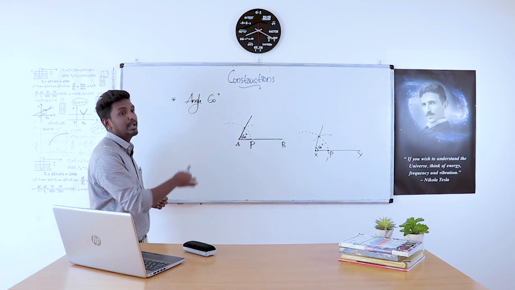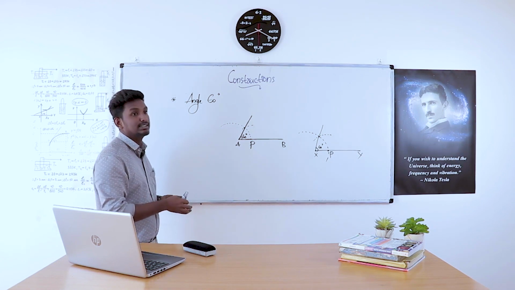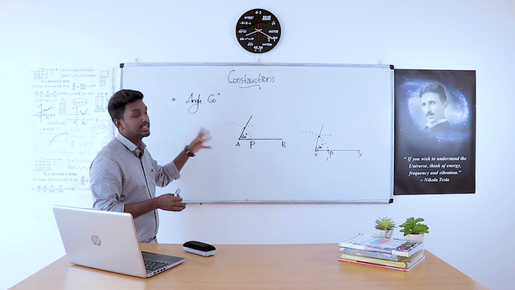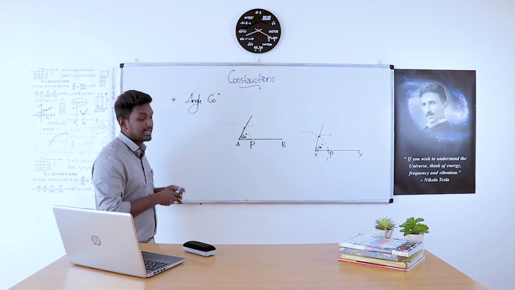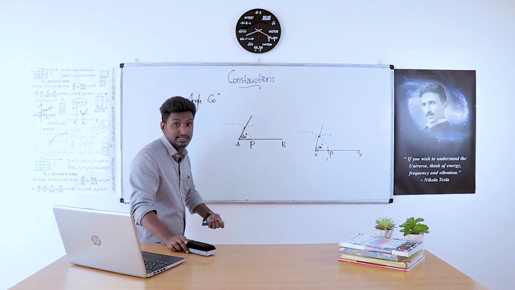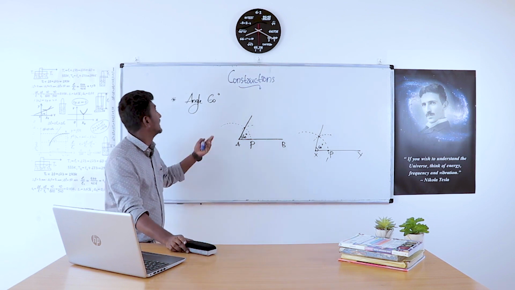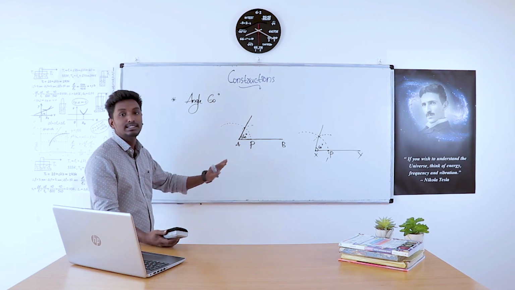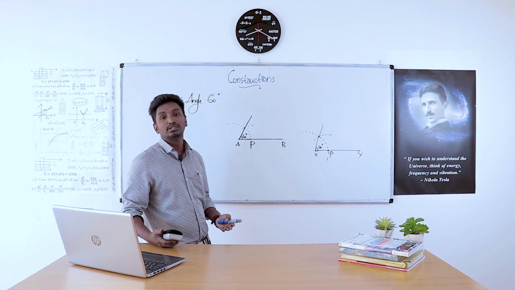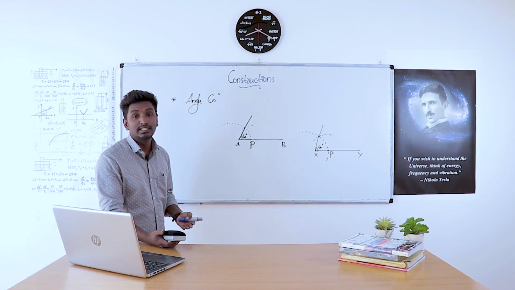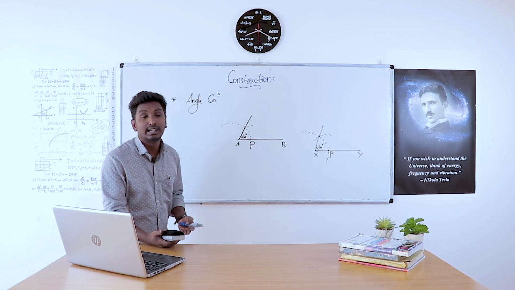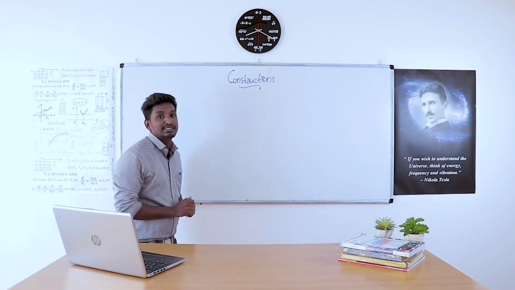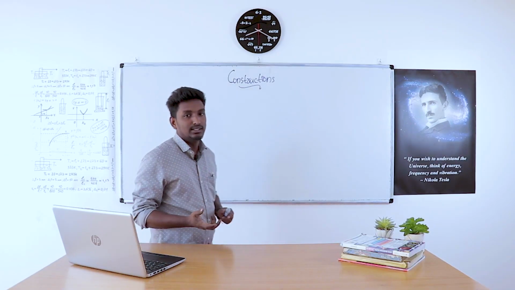Now these are the basic construction methods. First one is angle bisector. Second one is perpendicular bisector. And the third one is construction of angle 60 degree. These are the three basic construction methods. Now we have to study the construction methods for drawing a triangle.